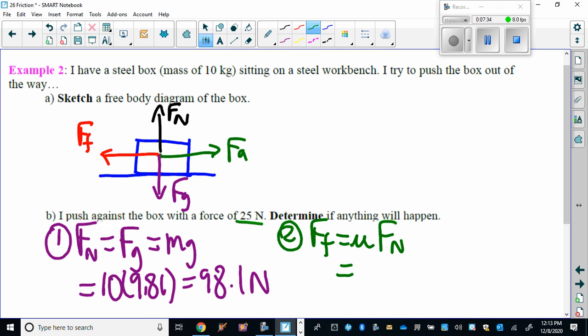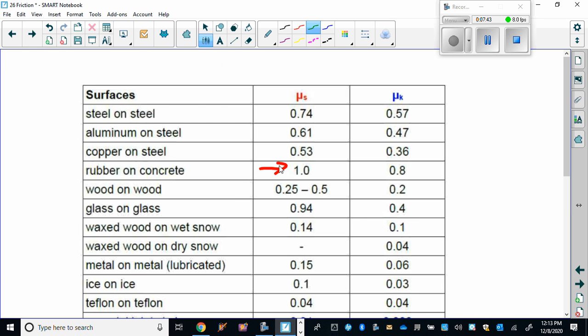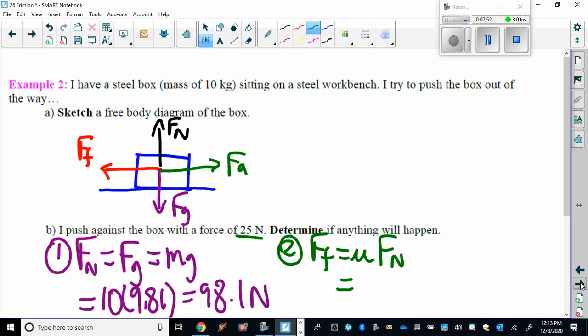Mu. Now, what do we use for mu here? A steel box on a steel workbench. In any question of this nature, the mu value will have to be given to you. So we'll go back to here. We've got steel on steel, and we've got 0.74 and 0.57. Which one are we going to use? One's static, one's kinetic. Well, in the question, it says a steel box is sitting on a steel workbench. So in other words, it's stationary. So we're going to use the coefficient of static friction, which was 0.74.